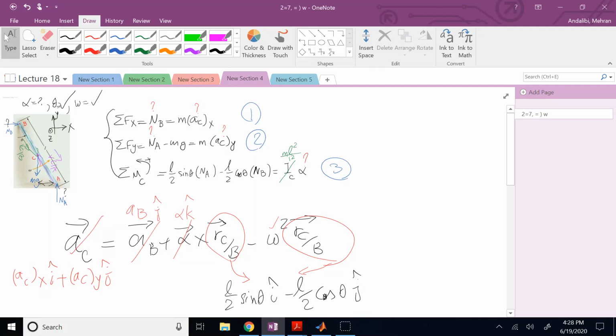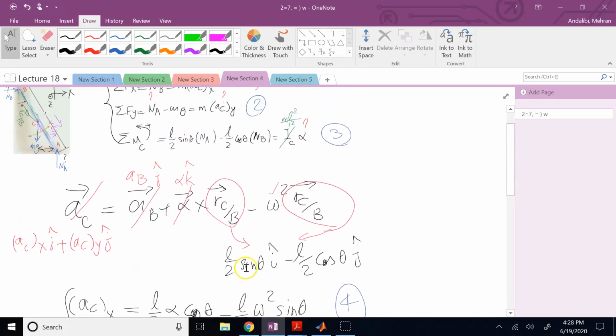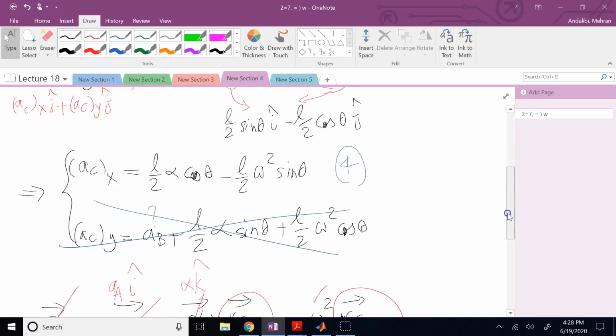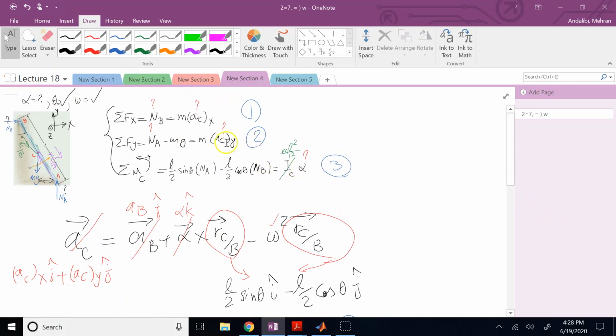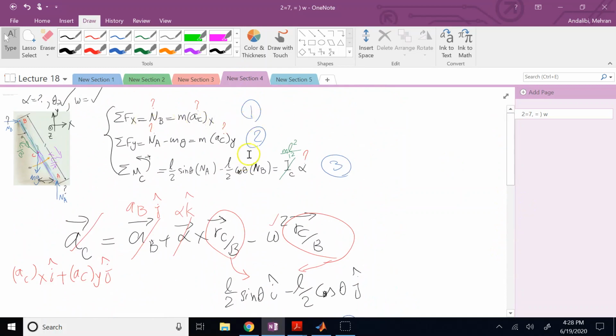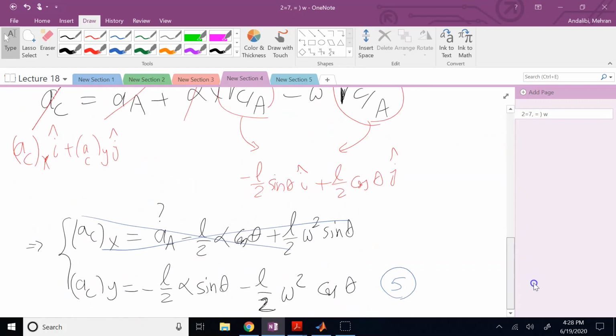Now, this problem, as I said, is not a simple problem. You have to basically use all you know from kinematics and kinetics in order to solve it. But if you do, how do you solve it? So 1 has ACX, so you're going to plug in 4 into 1. 2 has ACY, so you're going to plug in 5 into 2. And then 1 and 2 become equations which only have NB as a function of alpha and NA as a function of alpha. And then those resulting equations you plug into 3. So it's going to be all alpha then. And then from that equation you can solve for alpha.